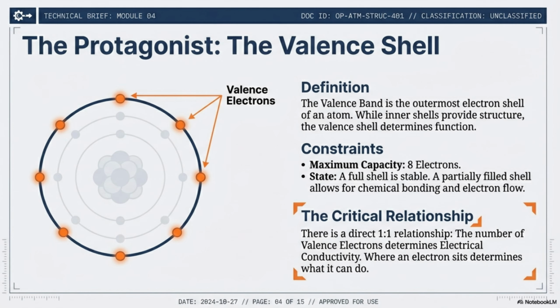So let's talk about the critical relationship. There is a direct one-to-one relationship. It means that the number of valence electrons determines the electrical conductivity, and where an electron sits determines what it can do. As I just mentioned, the number of electrons on the valence shell is very important to us. Why is that? Because it's going to show us how conductive my specific material is. How can I see that? Let's move to the next page.